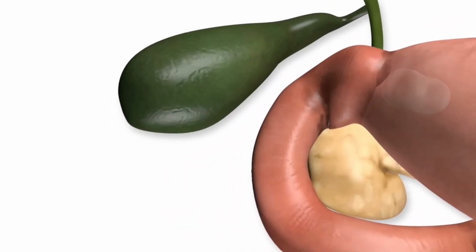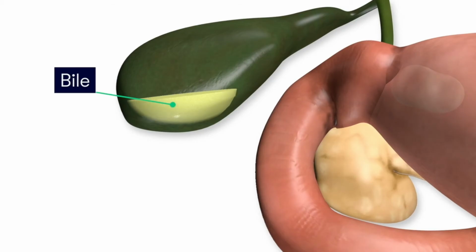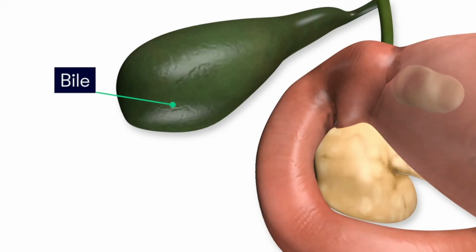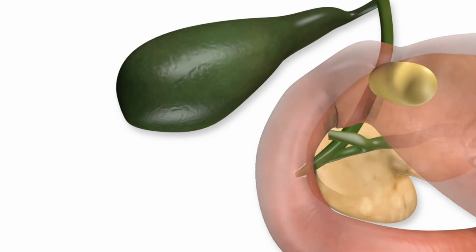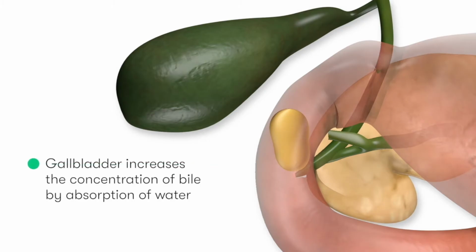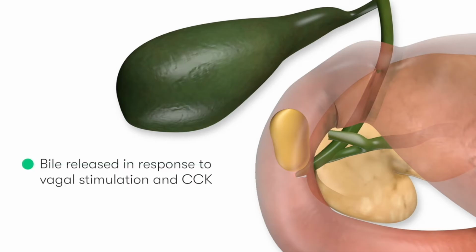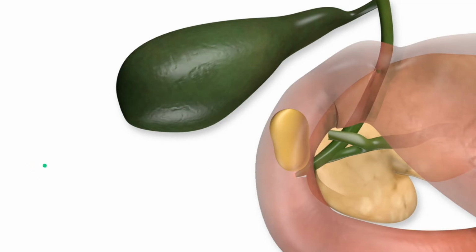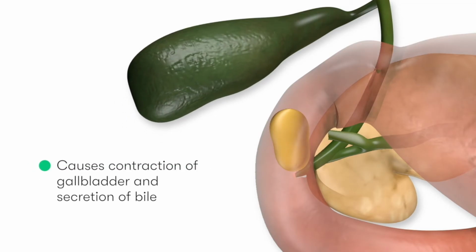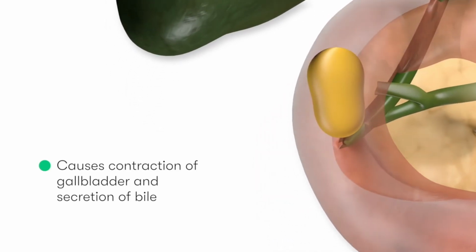The gallbladder stores and concentrates bile during fasting and releases it into the duodenum to aid with the digestion of fatty food. The gallbladder is able to increase the concentration of bile through the absorption of water by the specialized cells that line its lumen. This concentrated bile leaves the gallbladder as a result of the actions of the vagus nerve and also cholecystokinin, or CCK, which is released by the epithelium of the duodenum. Both stimulation by the vagus nerve and CCK cause the gallbladder to contract and expel bile.